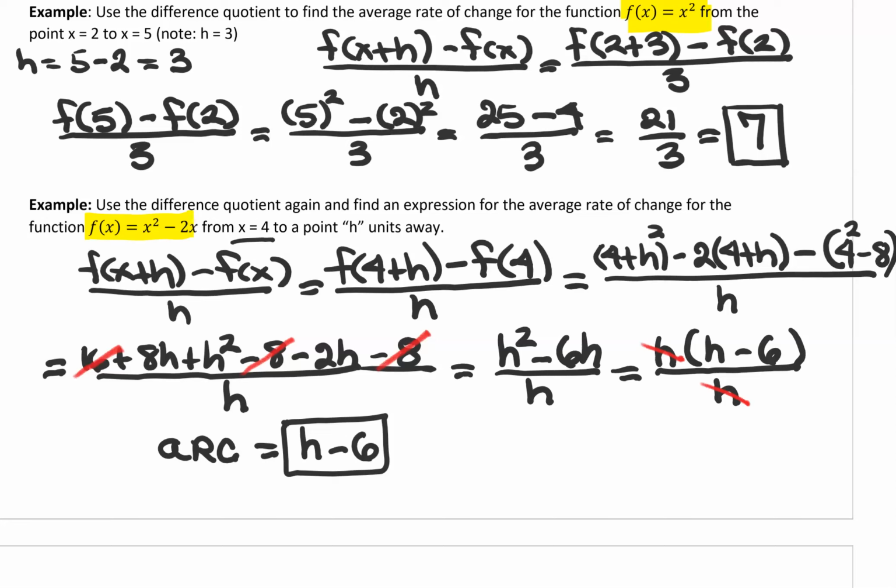Now where we're going to go next is we're going to use this same idea and apply it to the instant rate of change, or what's called the derivative, and that's really what we want to get to next. So that will be in our next video.